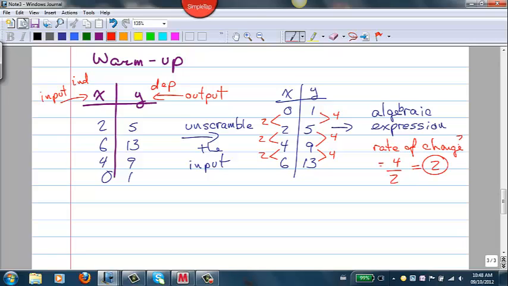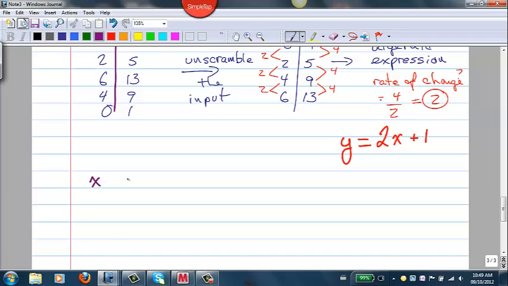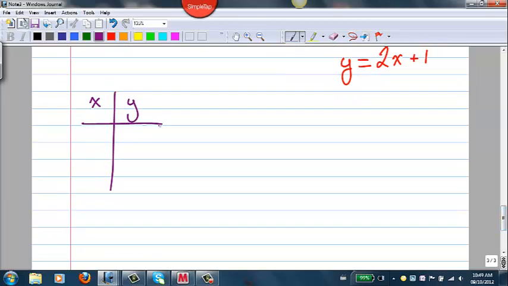We take the dependent rate over the independent rate, 4 over 2. We get 2. So our algebraic expression is going to be y, the dependent variable, is equal to the rate of change times the independent variable, 2x, and then plus 1. Because 2 times 0 is 0, plus 1 is 1. 2 times 2 is 4, plus 1 is 5. 2 times 3 is 6, plus 1 is 7, something like that.